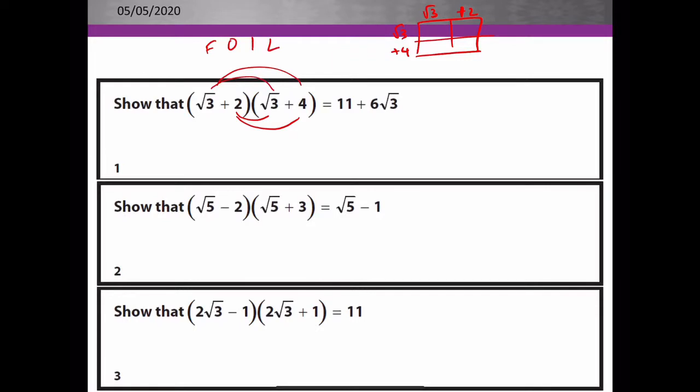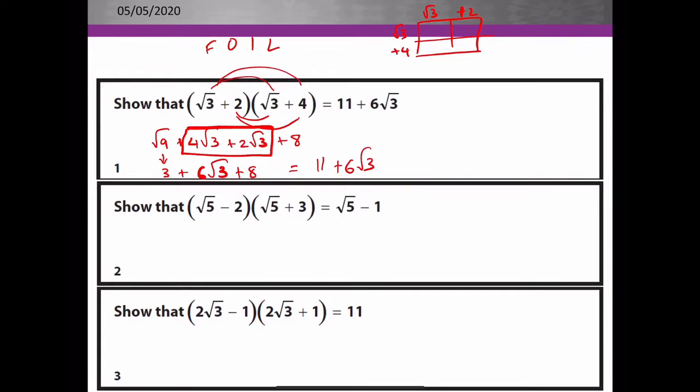So, let's see. Root 3 times root 3, that gives us root 9. Next one. Root 3 times 4 gives us 4 lots of root 3. 2 times root 3 gives us 2 lots of root 3. 2 times 4 gives us 8. So therefore, let's see if we can simplify anything. Well, root 9 is actually 3. 4 lots plus 2 lots gives us 6 lots. Plus 8. Add your numbers, 11 plus 6 root 3.